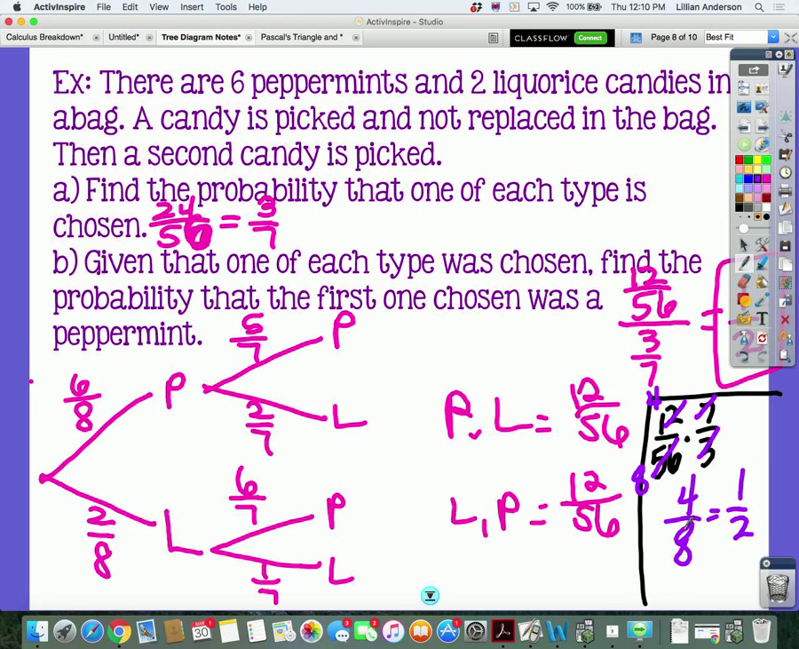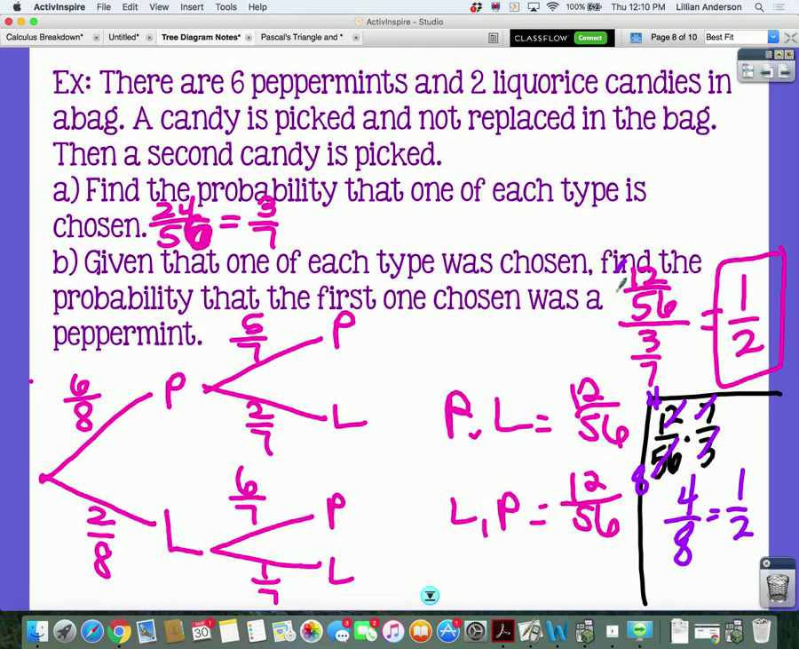Now remember what I said about if you did it all in your calculator. If you try to type this large fraction in there, you want to make sure that you put parentheses around your numerator and parentheses around your denominator. Okay? That's how you get 1 half. Do you see where the original two fractions came from? Yeah, I saw where the original two fractions came from. 2 over 7 times 6 over 8. Good.